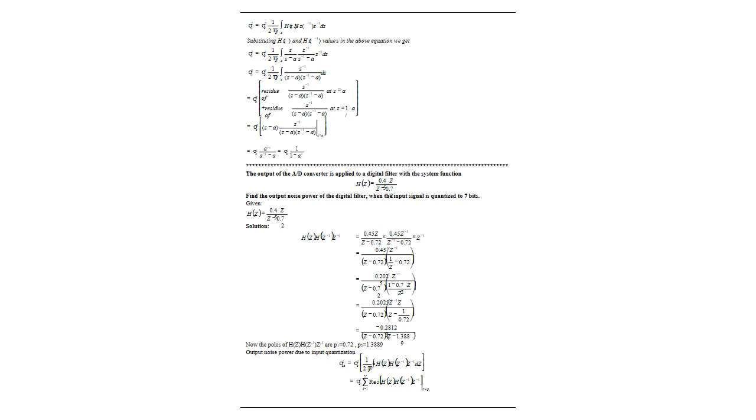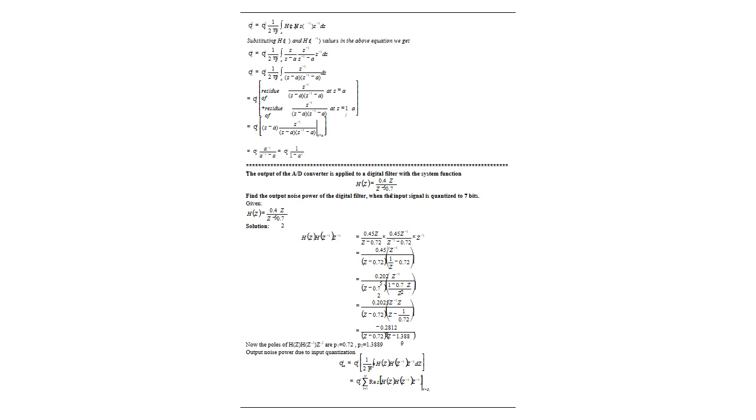When we take the residue values, we substitute the values. So the final answer will be sigma e squared into z minus a into z inverse by z minus a into z inverse minus a at z is equal to a. So that is sigma e squared into a inverse by a inverse minus a, that is sigma e squared into 1 by 1 minus a squared.